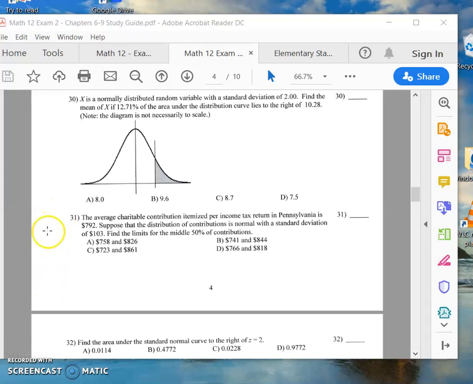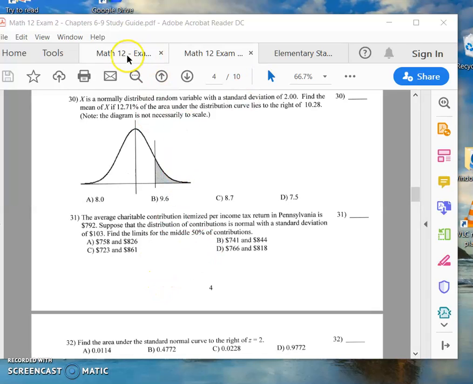Okay, folks, this is a video talking about the standard normal distribution, and specifically I'm going to talk about problem number 31 in the chapter 6 to chapter 9 study guide, the second study guide that you received. Here's the question. The average charitable contribution is $792, and the distribution of the contributions is normal. They're giving us the standard deviation. They want to find the limits for the middle 50% of the contributions.